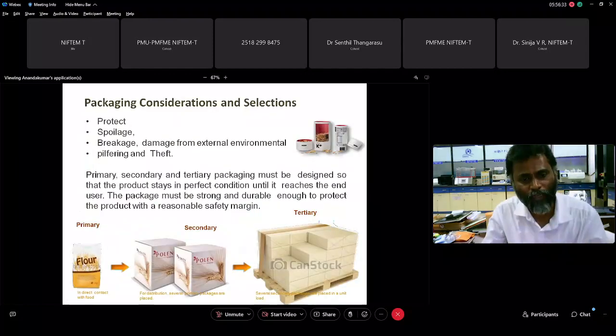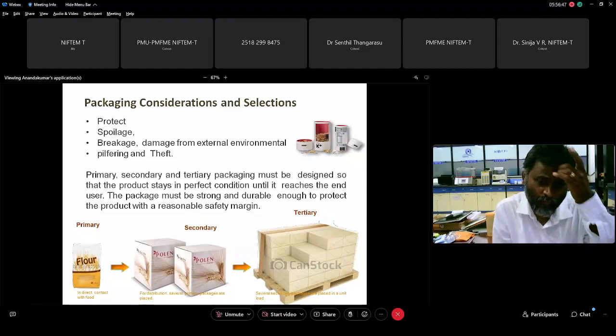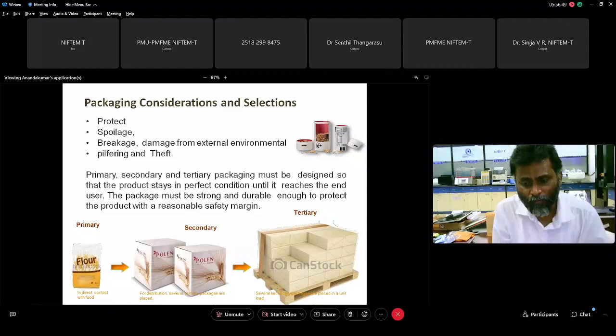When we come to packaging, normally when we talk about rice-based products, as I told you, it is a shelf-stable product. Normally the packaging material has to protect your food grains or valuable value-added products from the physical environment, or the biological environment, or the human environment. So our packaging material has to protect your valuable product from the different kinds of spoilage.